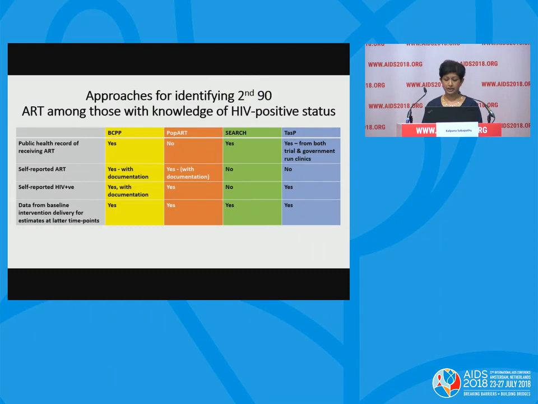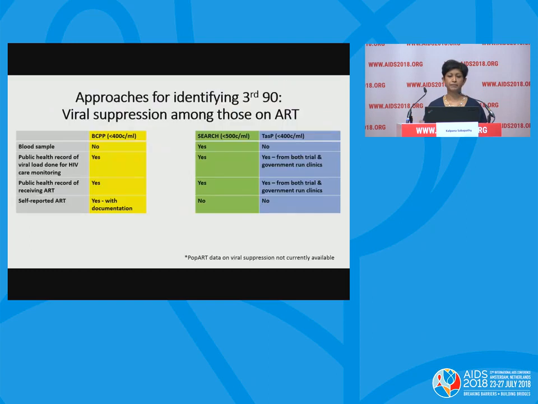We go on to the second 90. All the trials except PopART had access to public health records of people receiving ART. Self-reported ART was used by BCPP and PopART, and we've already looked at how HIV status was determined, so I won't go over those again.